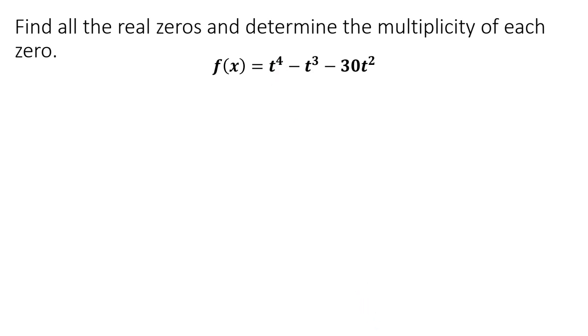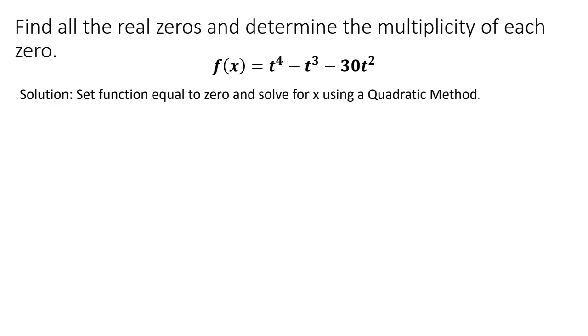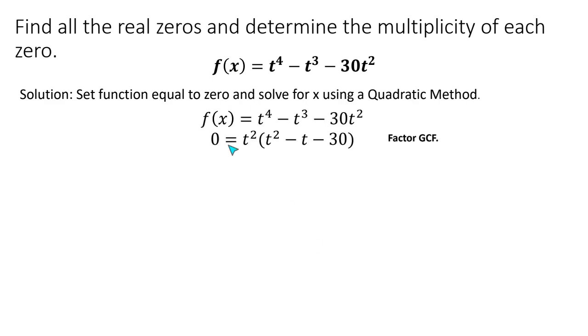So again, to find the zeros, we let f of x equal to 0. Notice that they all have at least a t in common. So I can factor out a t squared from each of these terms. So I get t squared times t squared is t to the 4th. If I take out a t squared from here, I'm left with the t. And if I take t squared out of here, I'm left with -30. So if you multiply this times the parentheses, you should end up with the same thing.